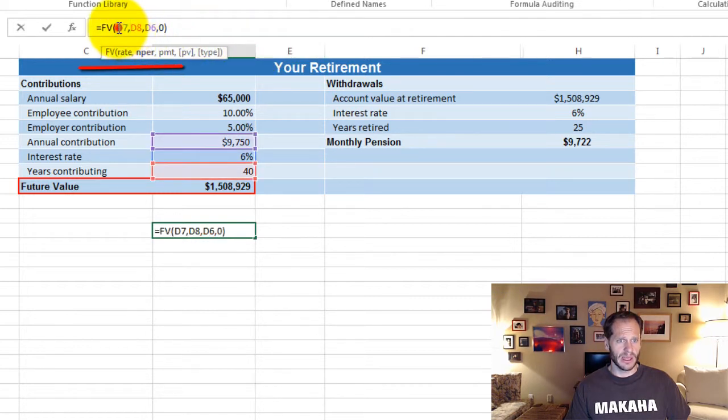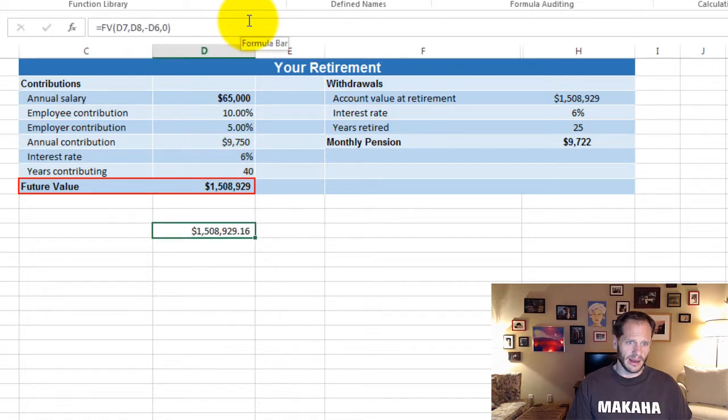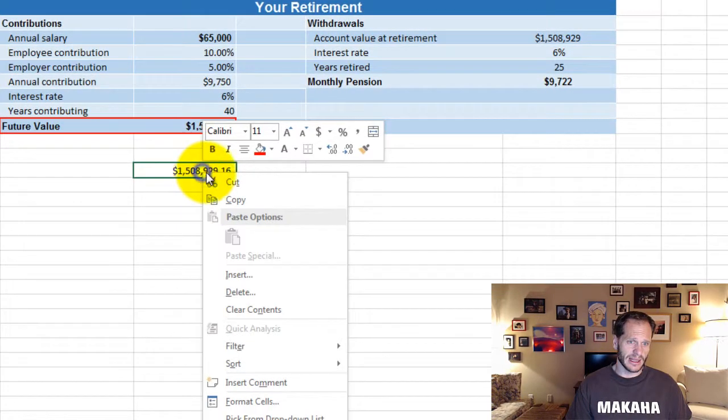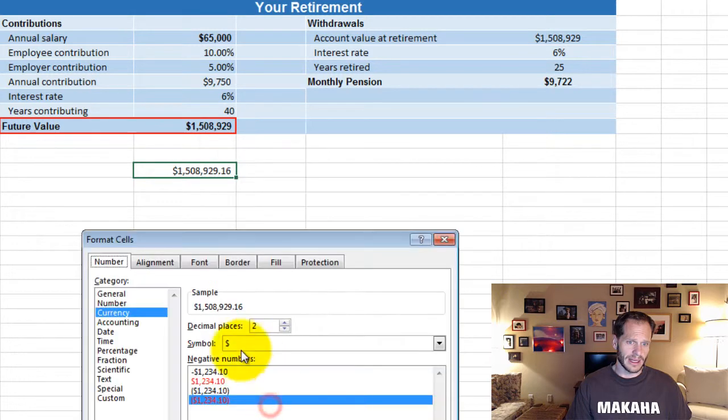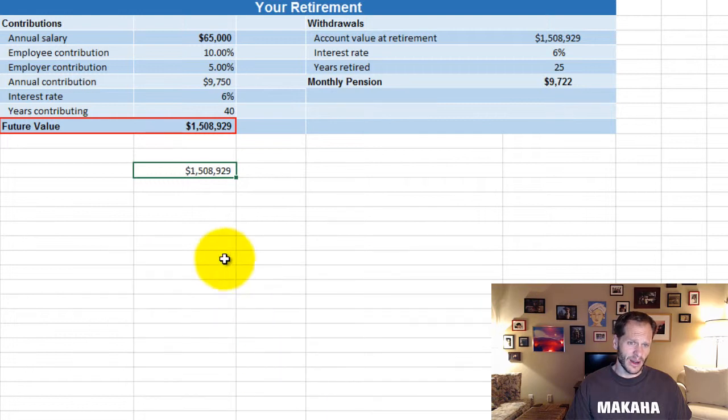so I'm just going to come up here, and when I click up here, it tells me there's the rate, there's the number of periods, there's the payment. It's giving me a little highlight there. I'm going to put a negative right there and hit enter, and it gives me the positive. And then I could right-click this if I wanted, go to Format Cells, choose Currency, and drop off those decimal places, put it to 0, hit OK. And there we have the matching figure.